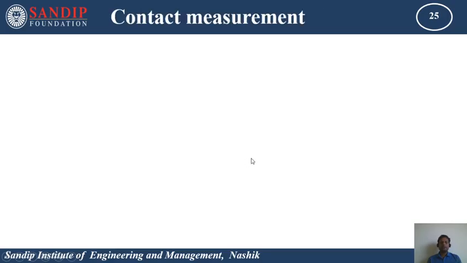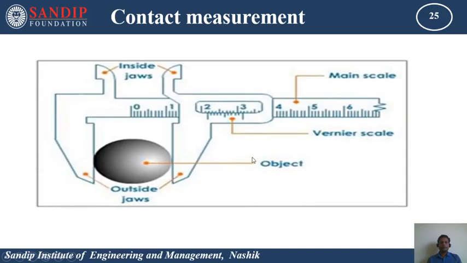Now next one is the contact measurement system. In contact measurement systems, we use different measuring instruments. That measuring instrument comes into direct contact with our object, our measuring component. So we get our output directly according to our measuring instrument, right? Such kinds of systems are known as a contact measurement system.